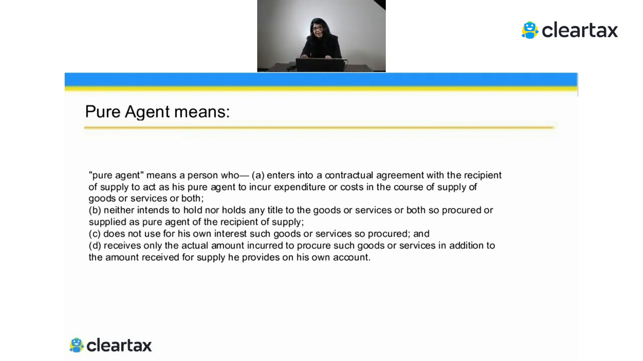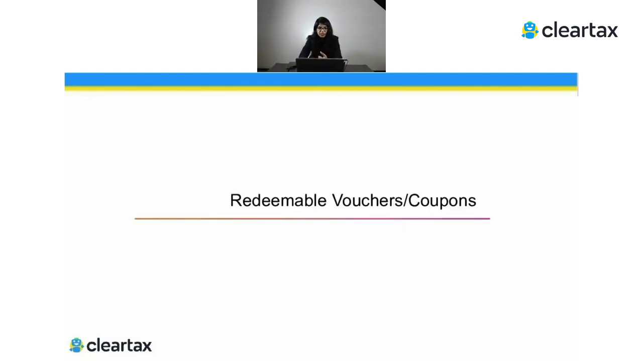So if we think of this example, all of this has been covered and then it becomes pure agent services. So what we have to do while computing the transaction value is charge the GST on the professional fees, and I will not include this reimbursement, or I will not charge the GST on this reimbursement amount. So this was the concept of pure agent which we usually use in our normal life.